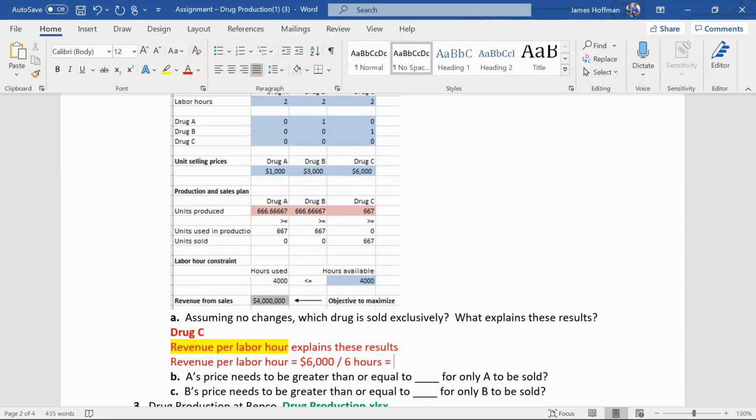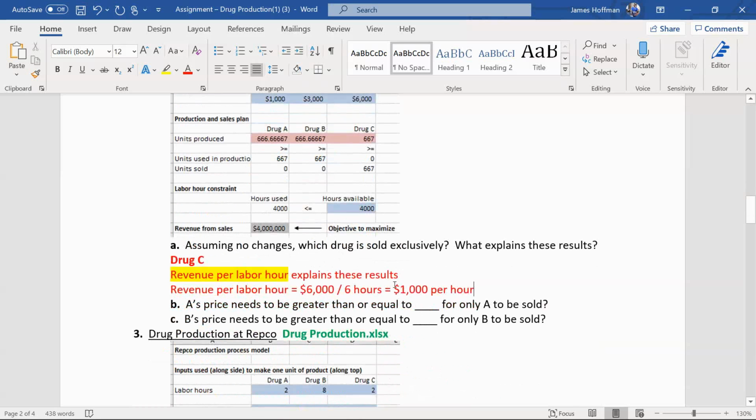All right. Yeah, Kayla got it too. So the revenue per labor hour again is $1,000 per hour. All right, so that's what we need to use as a reference for the other data again. So part B, A is price.